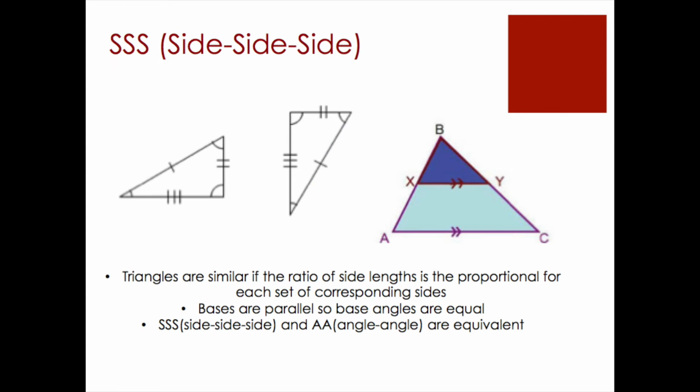Side-side-side criteria states that triangles are similar if the ratio of the side lengths is proportional for each set of corresponding sides. Once again, we can prove this easily using angle-angle criteria. If we lay the 2 triangles on top of each other, base sides are parallel, base angles are equal to each other, angle-angle criteria is sufficient, so both of these triangles are similar.